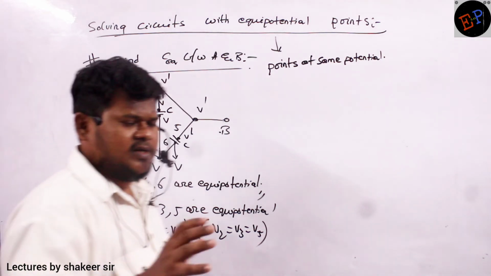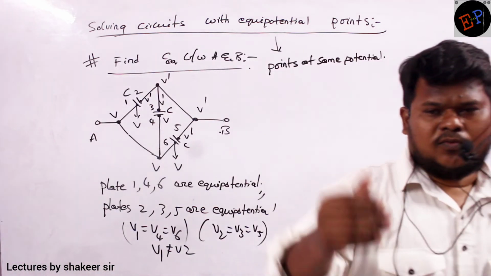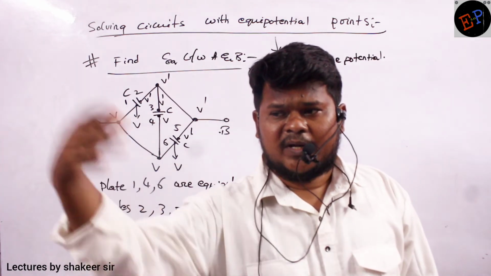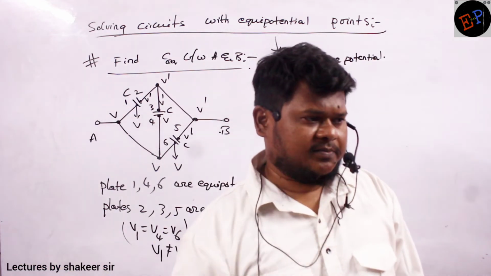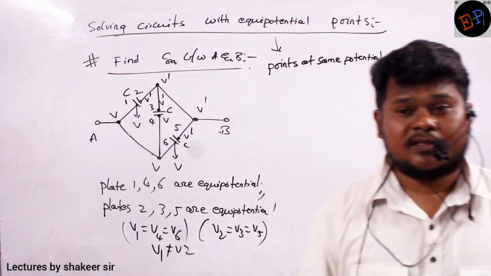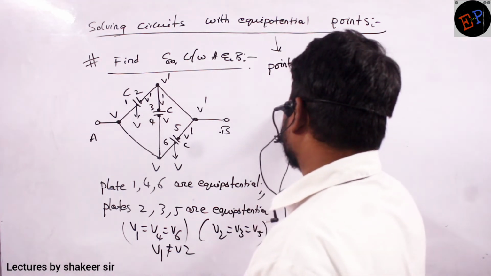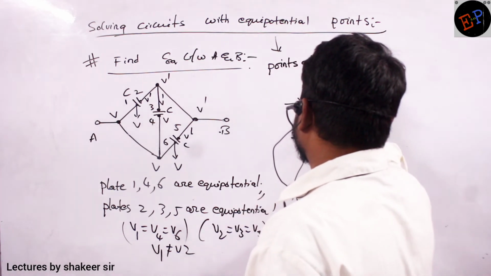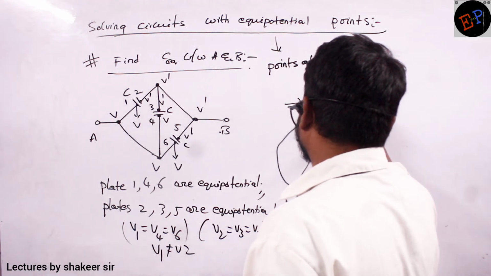So what do you understand? We understand that one plate is at one potential, and the second plate is at a different potential, for all three of them. It means all of them are connected in which connection? Parallel connection. So how can you redraw the circuit? This is how I can redraw the circuit.